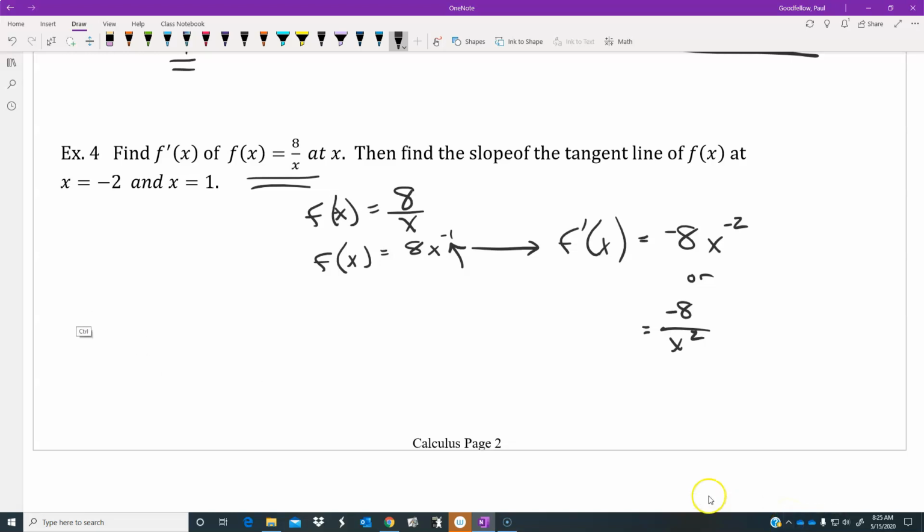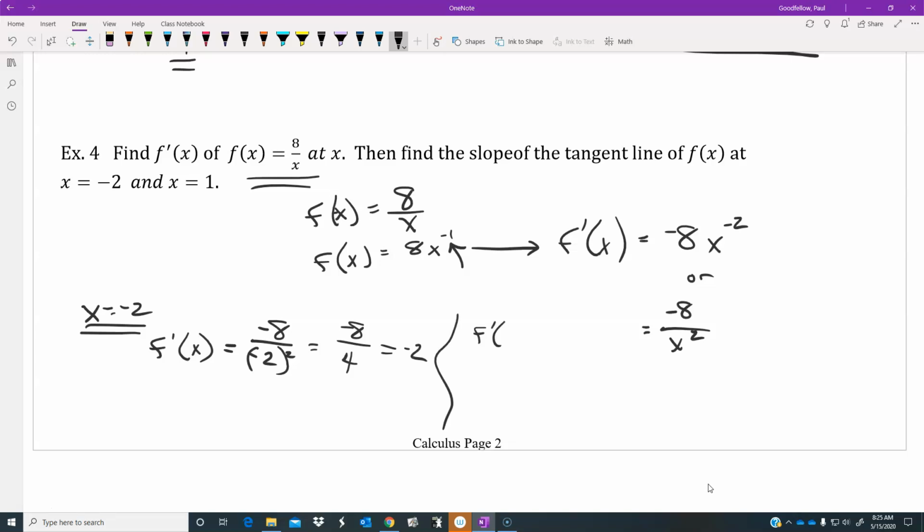So let's see here. What would it be as x is equal to -2? The derivative at x = -2 would be -8/(2 squared), which is -8/4, which would be -2. Even if I evaluated that derivative at 1, let's see what we get here. We get -8 divided by 1 squared, which would be -8. And we're talking about slopes of tangent lines at those particular points.